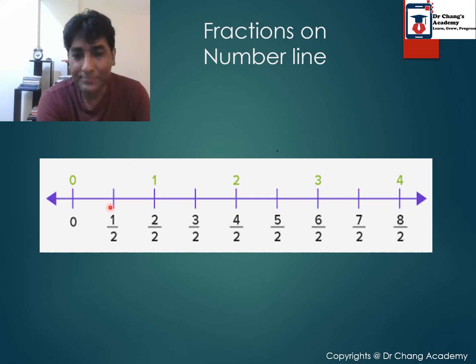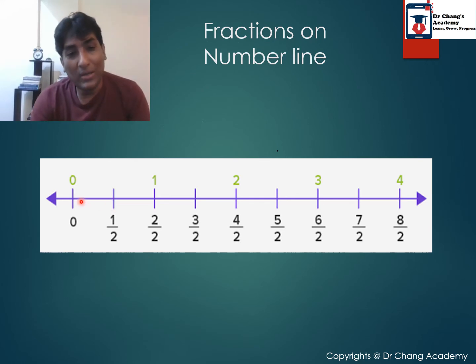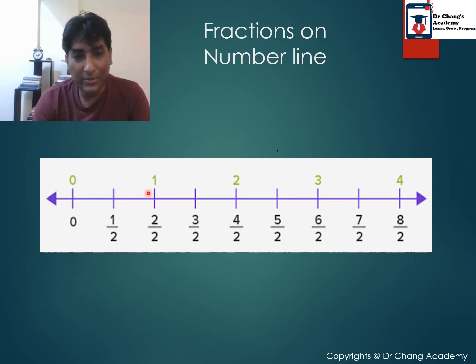So all the proper fractions, and their number can be indefinite, they all fall between 0 and 1. They are less than 1, but they are greater than 0. So there could be lots of fractions here whose value is less than 1 but greater than 0. And the same way we can have lots of fractions where the value is greater than 1 but less than 2.